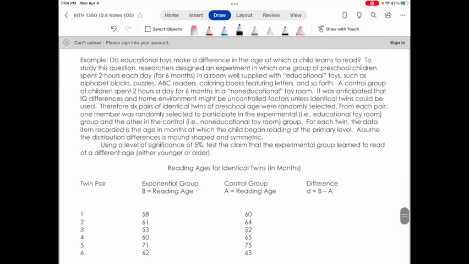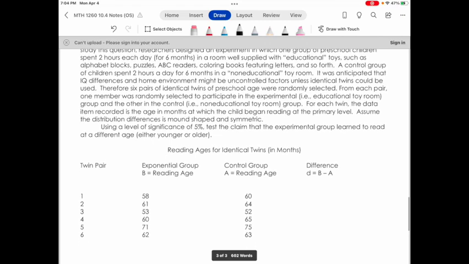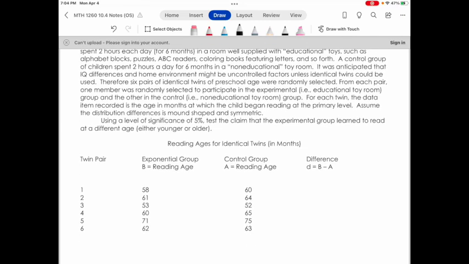Our second example: do educational toys make a difference in the age at which a child learns to read? To study this question, researchers designed an experiment in which one group of preschool children spent 2 hours a day for 6 months in a room well supplied with educational toys, such as alphabet blocks, puzzles, ABC readers, coloring books featuring letters, and so forth. A control group of children spent 2 hours a day for 6 months in a non-educational toy room.